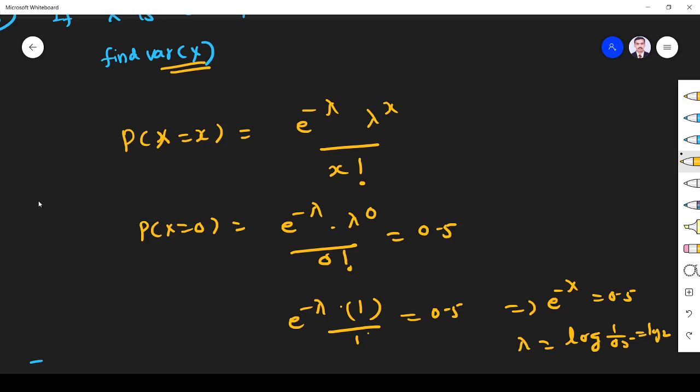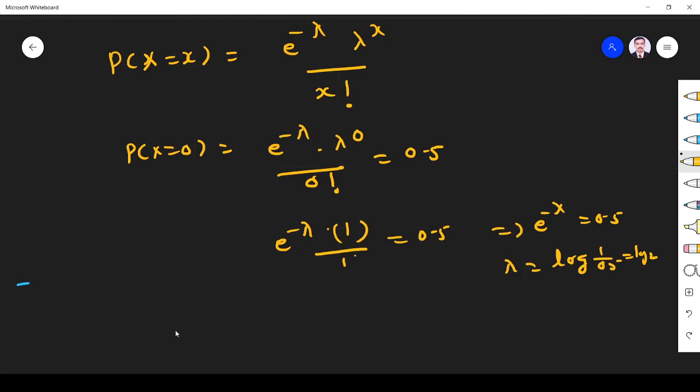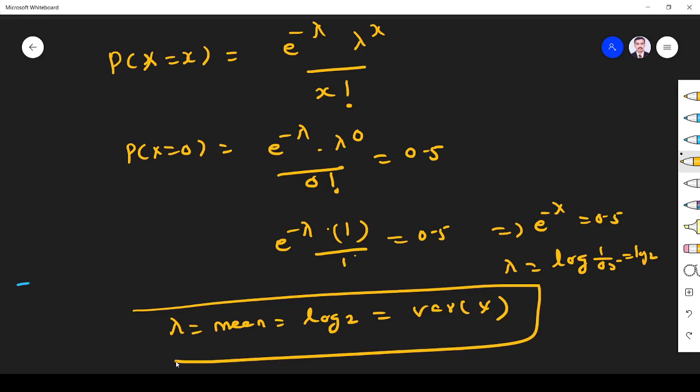So what do they ask? Variance. Lambda is nothing but the mean. Lambda is equal to mean, that is equal to log 2. In the Poisson distribution, mean is equal to variance. So variance of x is also log 2. Log 2 is 0.3010.